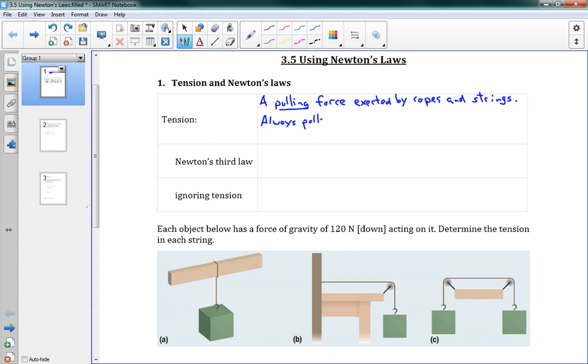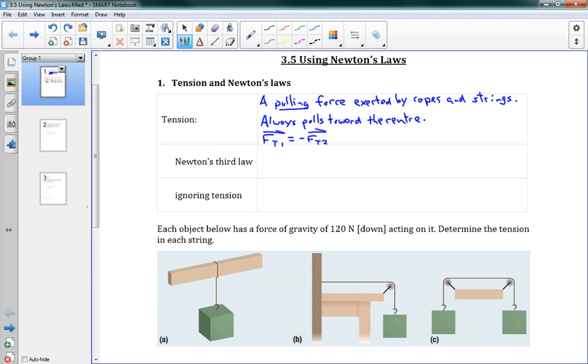pulls toward the center of the rope. Now, one of the neat things about tension is that tension is the same throughout the whole rope. It doesn't matter whether you're on the one end or the other, it's the same value always. And so one way that we can say that, say the tension on one end, Ft1, we'll say is equal to the negative of Ft2.